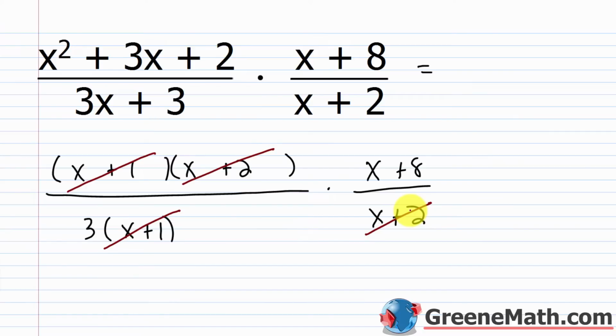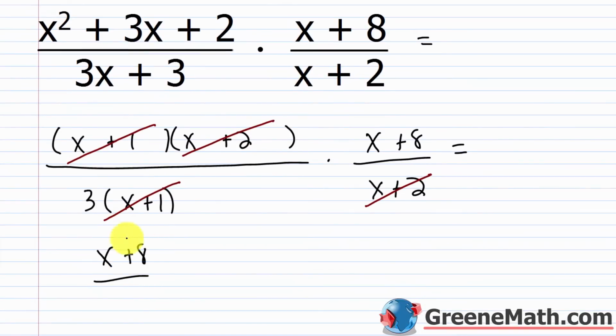And what I'm going to be left with is a numerator of x plus 8 over a denominator of 3. Right? Everything else has canceled. So again, final answer here, x plus 8 over 3.